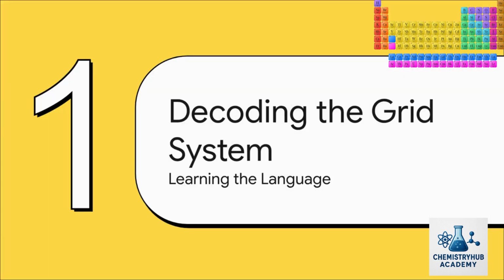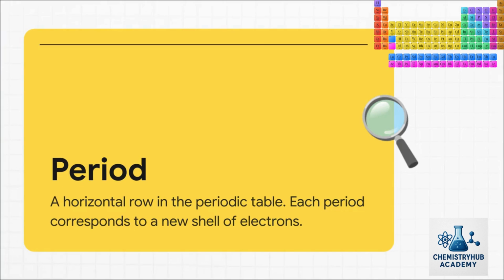Okay, so if we're going to crack this code, we have to learn its language first. And that all starts with understanding the grid itself: the rows, the columns, and all the different neighborhoods where the elements live. So let's start with the horizontal rows. We call those periods. The easiest way to think about them is like floors in a building. As you move down the table from period 1 to period 2, you're just adding another floor, or in chemistry terms, another shell where electrons can hang out.